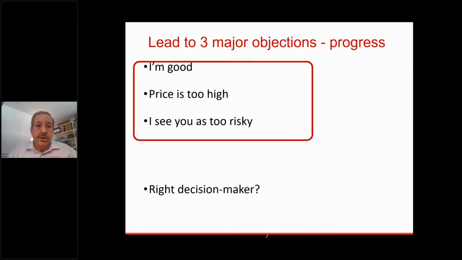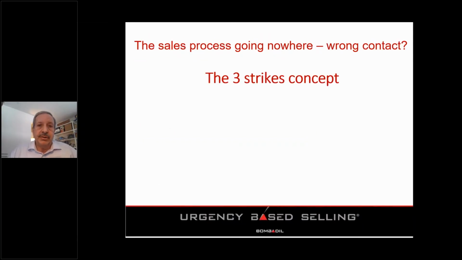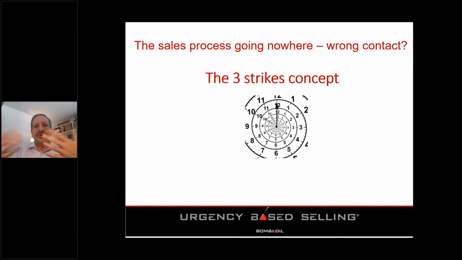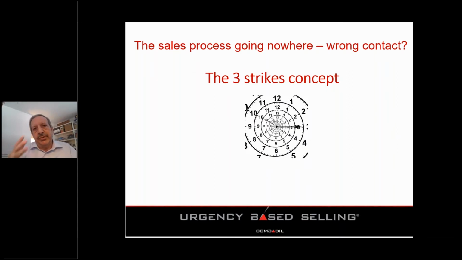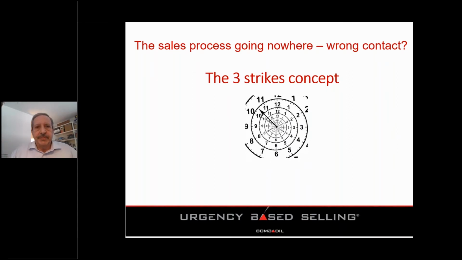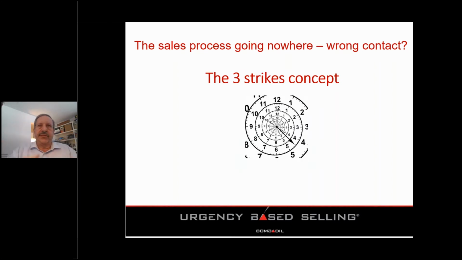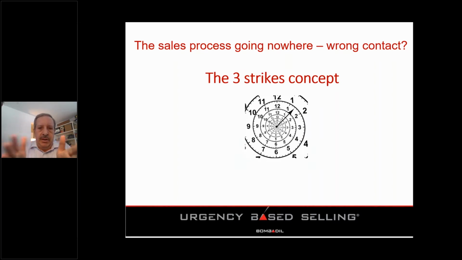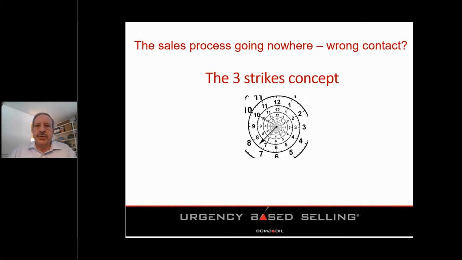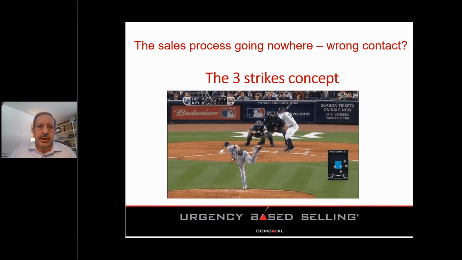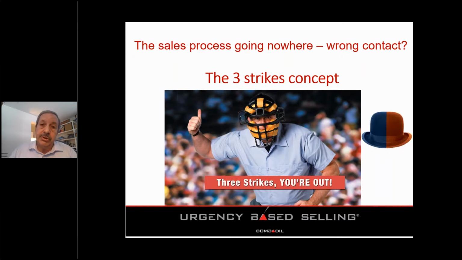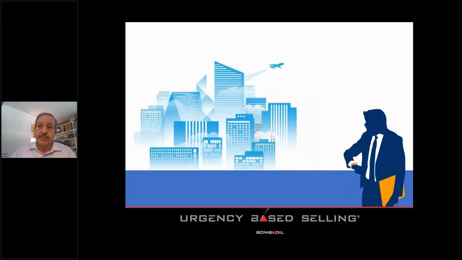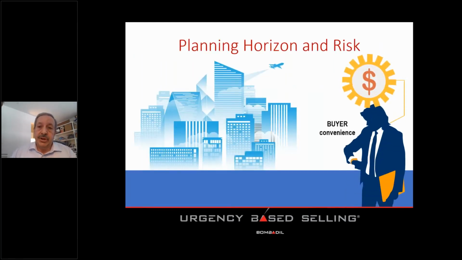Here's another one. Are you talking to the right decision maker? We have what we call the 3 strikes and you're out concept. What that means is if you go to a decision maker and 3 times, a few weeks or a month in between, you make strong presentations and it's going nowhere, maybe we're talking to the wrong person. And maybe you need to go to somebody else in the organization. Very often you need to escalate.